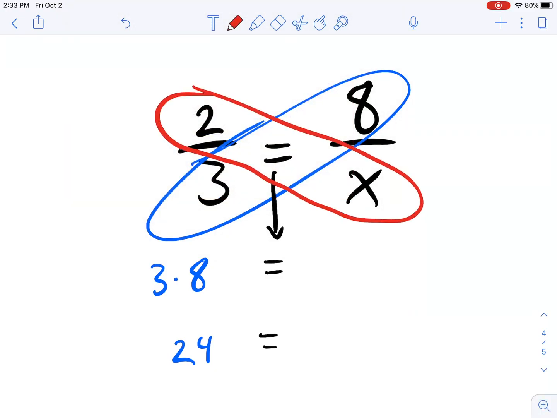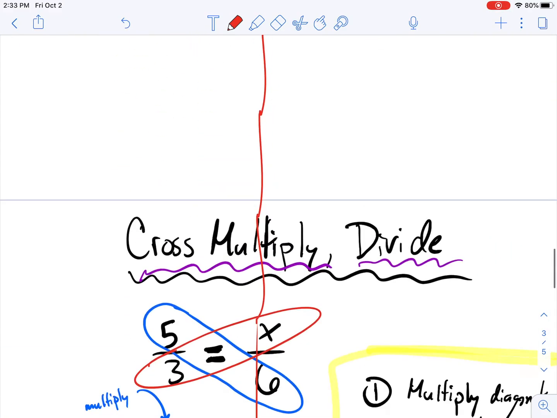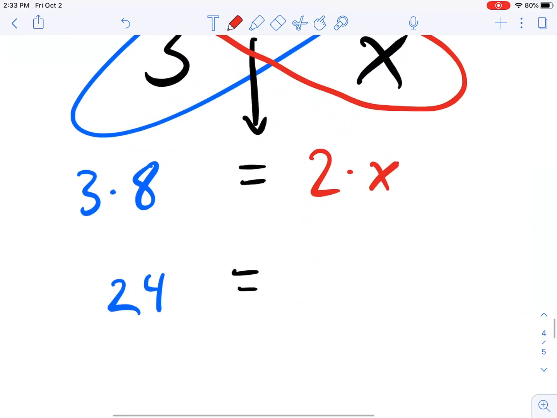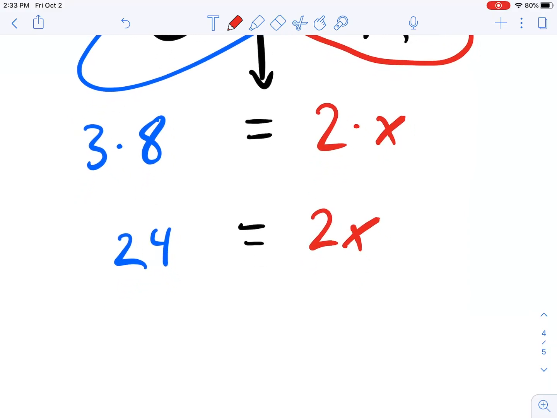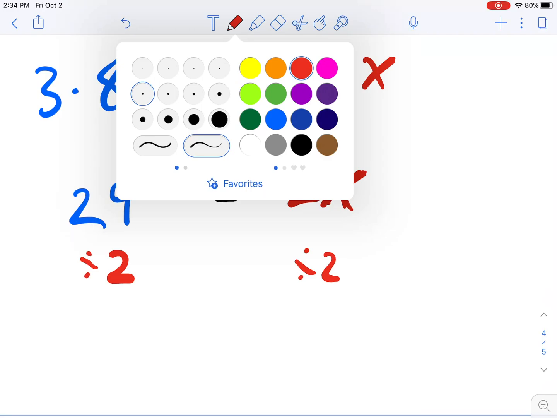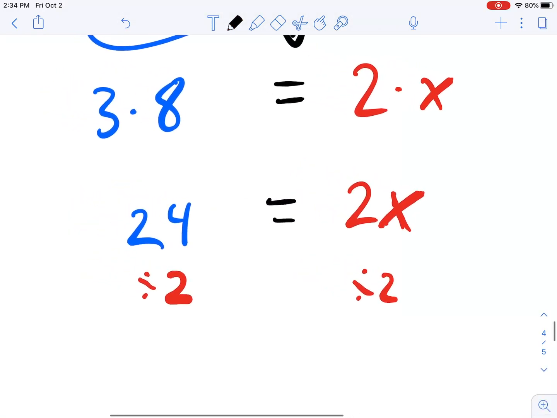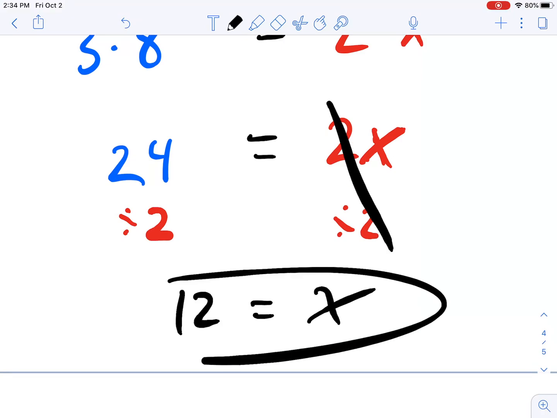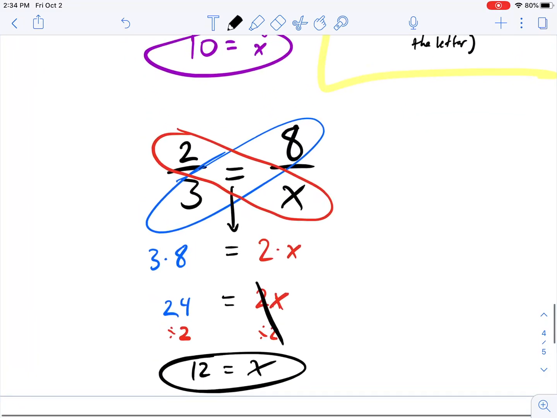On this side, we have 2 and x, so 2 times x, right? Oops, sorry. That was weird. Okay, 2 times x. Sorry about my technology fail. I swear I'm not actually that old. Okay, so we have 2x, and then our second step, remember, is divide by the number next to the letter. Divide by the coefficient next to the variable. So we're going to divide by 2 on both sides, right? Divide by 2 on both sides, and you're left with 24 divided by 2 is 12 equals, these cross out, equals x, right? And that's how you do it, all right?